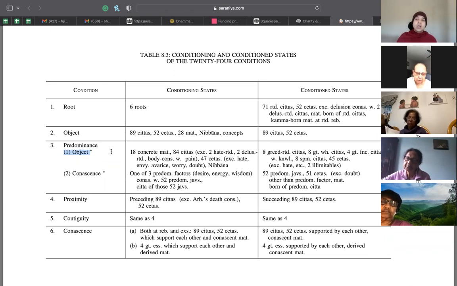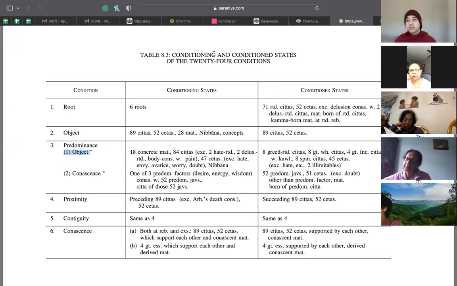The 18 concrete matter, the 84 chittas taking away those elements which push away objects. Why? Because these conditions arise in taking favorable objects. Their respective 47 chetasikas, excluding hate, envy, avarice, worry, and doubt, because all of those factors push away objects. They don't take objects favorably. Their essence is to push, to get away from. And Nibbana.